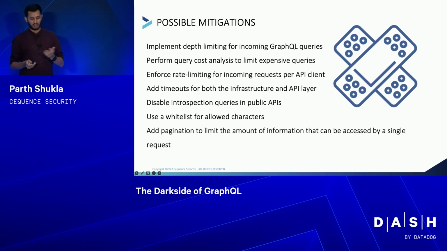or just disable it in the public API call. You don't need introspection in public API calls anyway. And use of whitelist characters should be allowed. Only whitelist characters should be allowed to prevent all kinds of injection attacks like SQL, XSS, and other stuff.